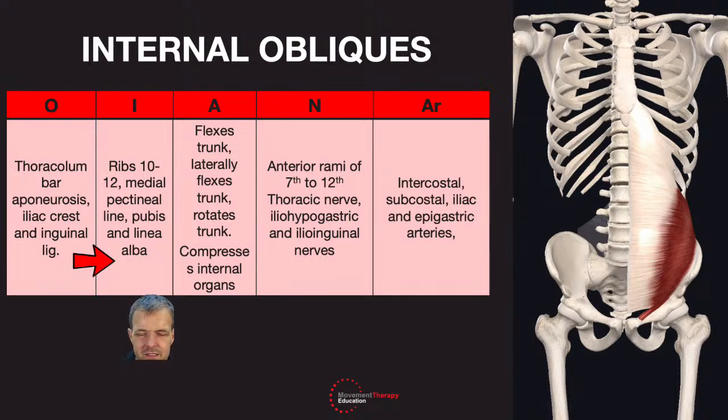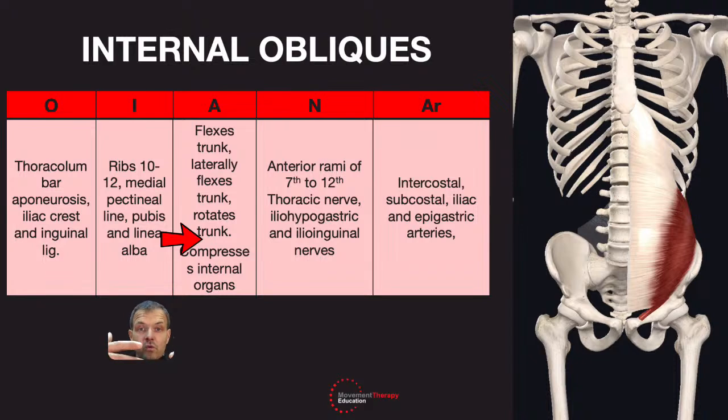Then we've got internal oblique. So this is the next layer. Very, very similar to the transverse abdominis, except the direction of the fibers is slightly different. With the transverse, they go straight across. The internal oblique will kind of fan out. So we've got fibers coming down, fibers coming across, and fibers going up. Commonly known as the kind of twisty rotation muscle. Okay, so it flexes the trunk, laterally flexes the trunk, rotates the trunk, and again compresses the internal organs.